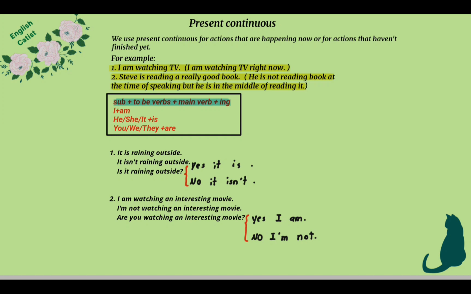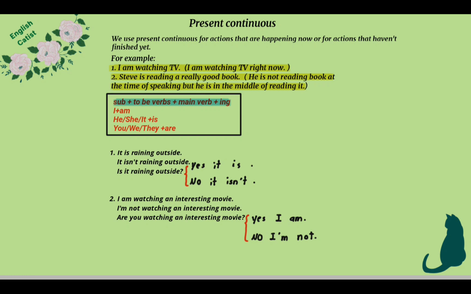Okay, now it's time to learn how we can make present continuous tense. At first, we need subjects like I, you, he, she, plus to be verbs. You know, for I we use am. For he, she, it, we use is. For you, we, they, we use are. So, we have our to be verbs plus main verb like watch, learn, speak, and plus ing.